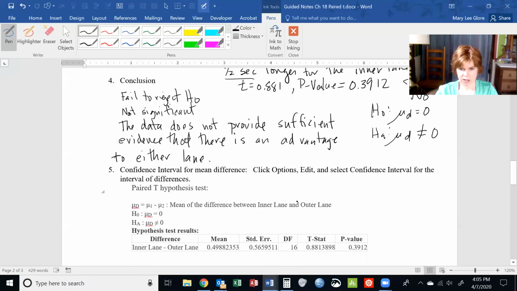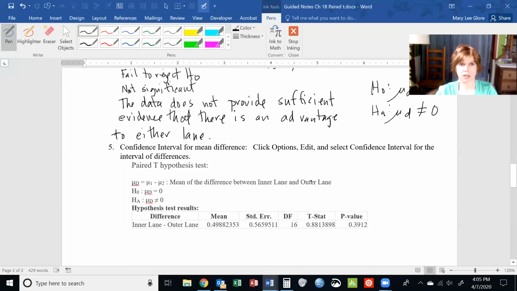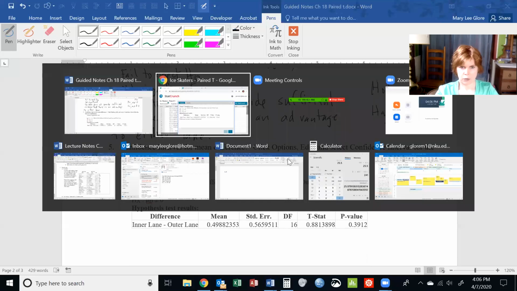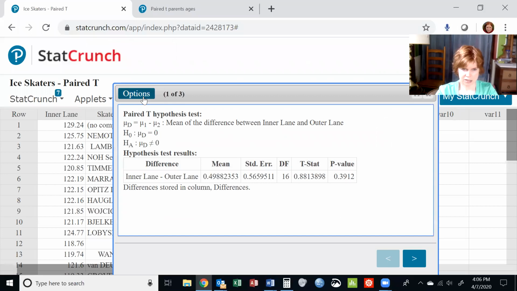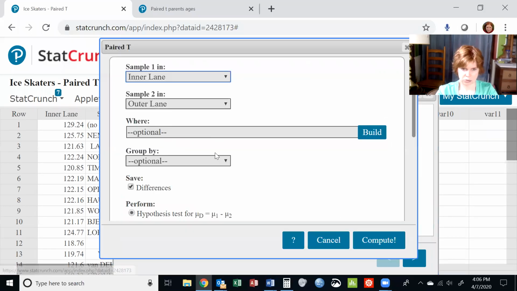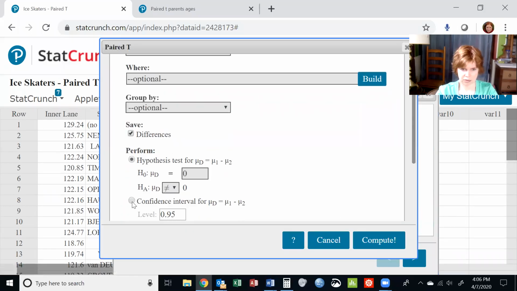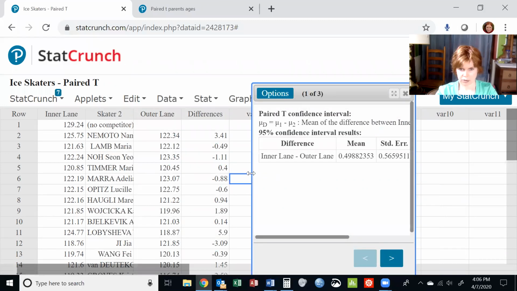So let's calculate a confidence interval for that. Even though it's not significant, I want to see what kind of overall mean differences are likely. Once I've created a test, it's very easy to go back and just change it to a confidence interval. And then I get this output.